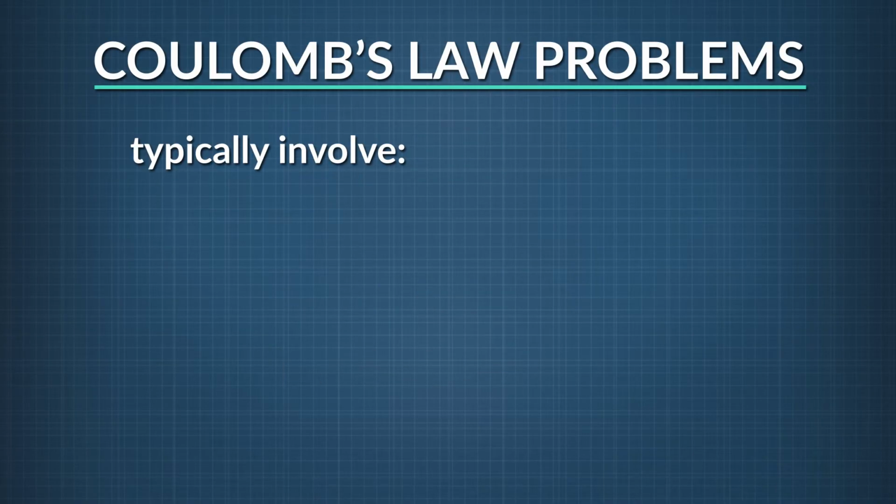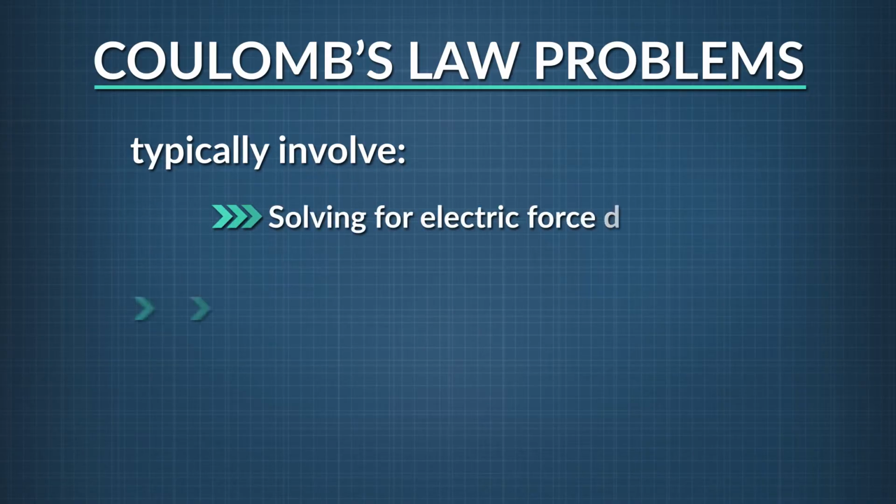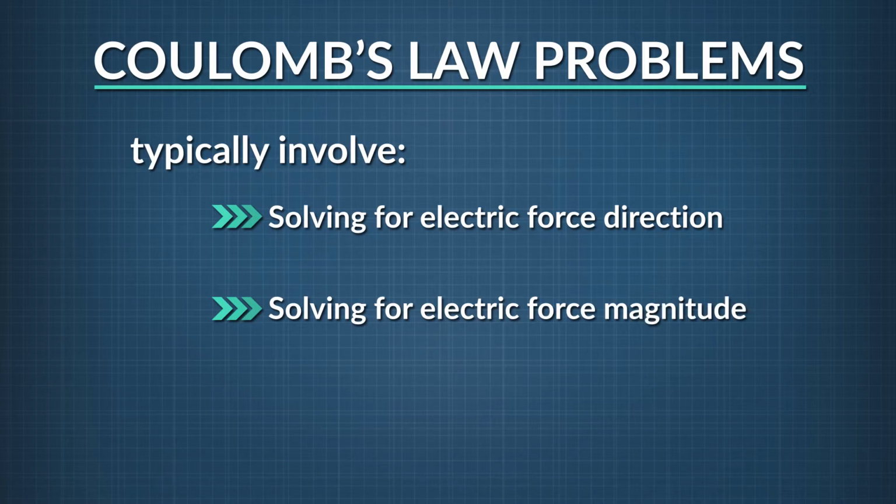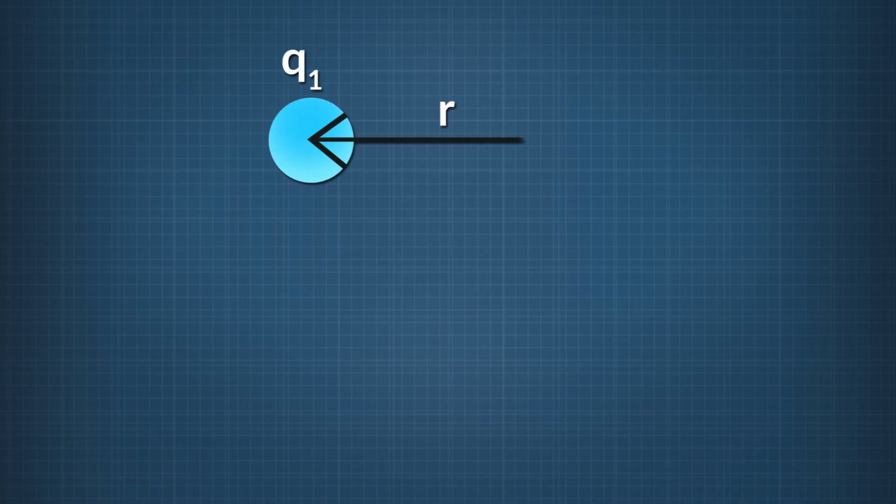Solving problems using Coulomb's law often involves two things: figuring out electric force direction and magnitude. You can rely on your knowledge of vectors in charge repulsion and attraction to arrive at direction. And force magnitude, or any other variable in Coulomb's law equation, can be solved for using given quantities and rearranging the equation when needed. Here's another Coulomb's law problem to try.